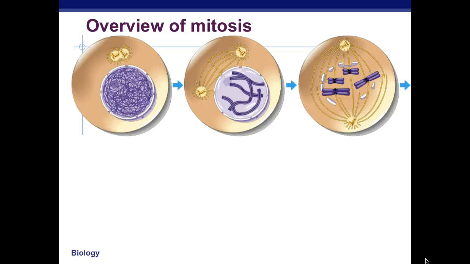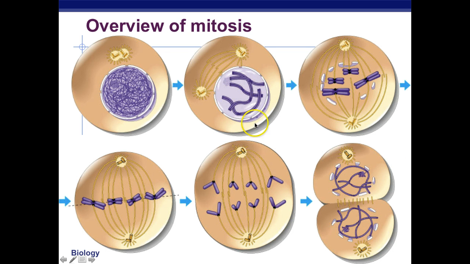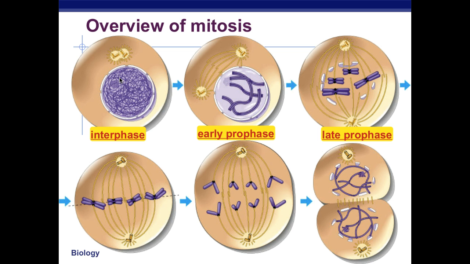So if you want just a basic overview, we start in the interphase with the loosely condensed chromatin. Then we've got early prophase, late prophase, metaphase, anaphase, telophase. Telophase is the final phase when the nuclear membrane begins to form again, and there starts to be a cleaving. And cytokinesis is finally when the cells start to separate into their individual cells.